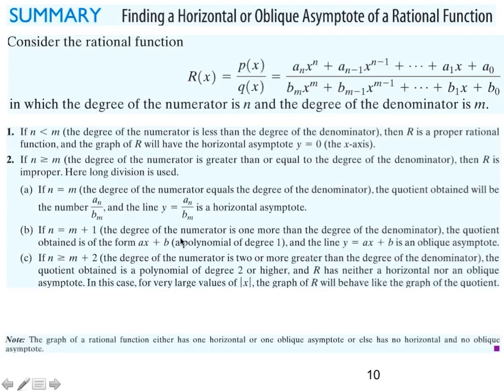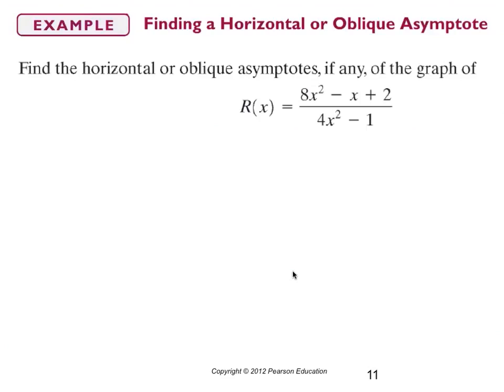Now, if the degree of the numerator is 1 more than the degree of the denominator, then what you have to do is actually do long division or synthetic division in order to get the quotient. And it's going to have an oblique asymptote that you're going to find by actually dividing. Now, if the degree of the numerator is 2 or more greater than the degree of the denominator, then the quotient is going to be some polynomial of degree 2 or higher. So r is considered to neither have a horizontal nor an oblique asymptote. But in this case, for very large values of x, the graph is going to behave like the graph of the quotient. But that's going to be kind of a little more complicated, and it's not actually a horizontal or an oblique asymptote. So let's take a look at this example here.